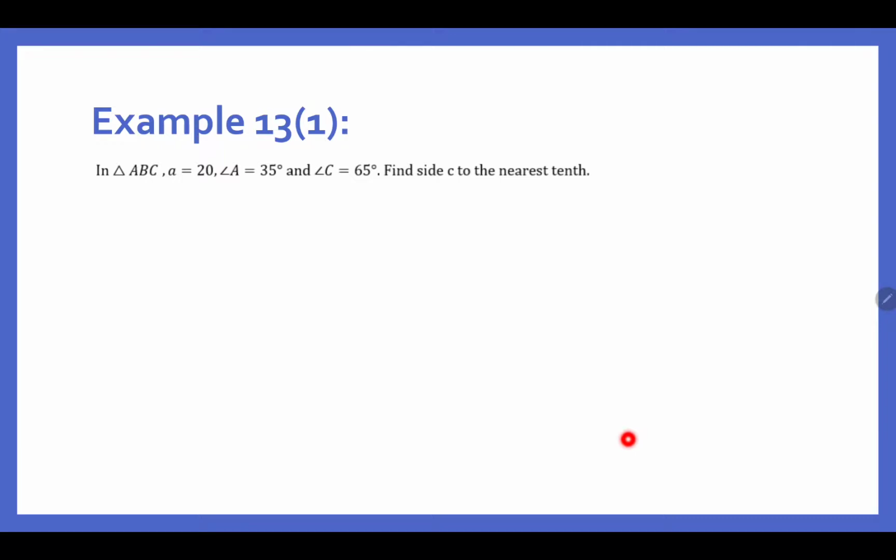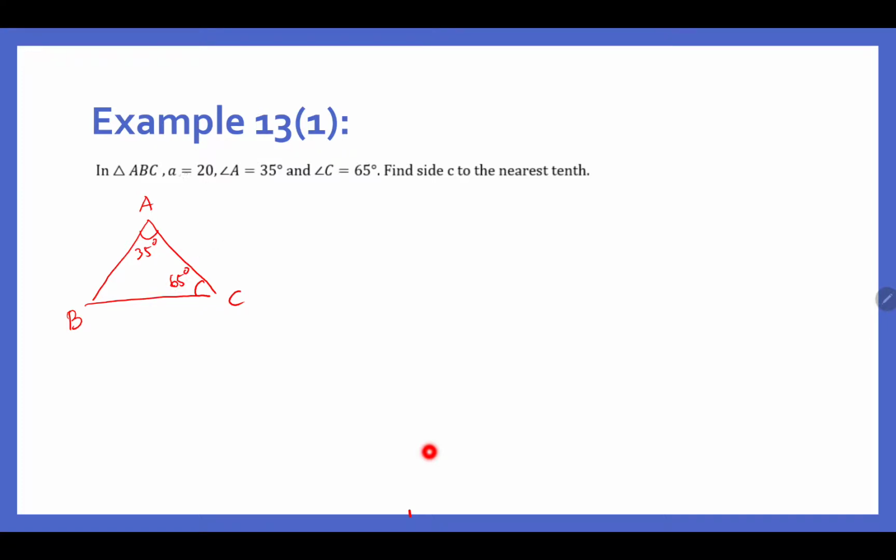Example 13, number 1. In triangle ABC, the value of a is 20, angle A is 35 and angle C is 65. Find side c to the nearest 10. So we can imagine the triangle like this. Okay, so A, B and C. Angle A here is 35 degrees. Angle C here is 65 degrees.